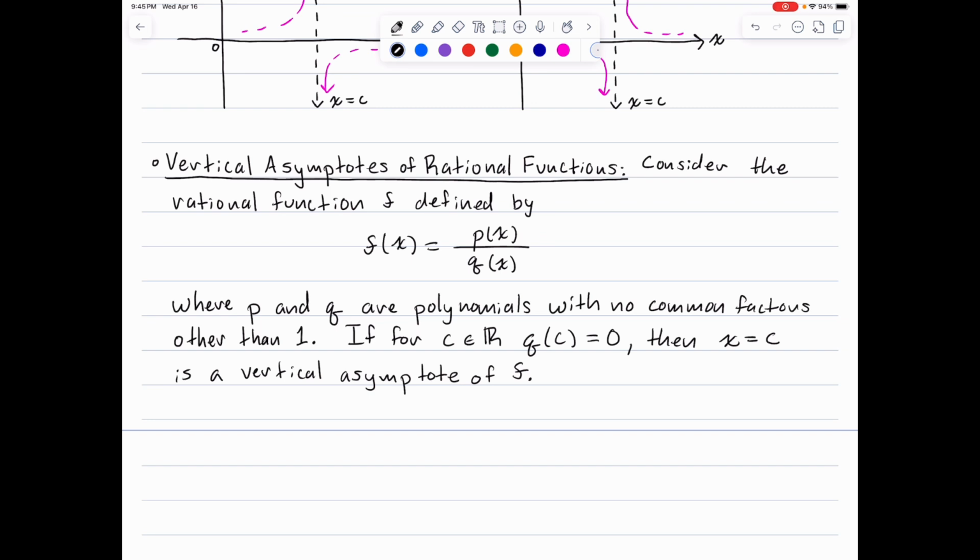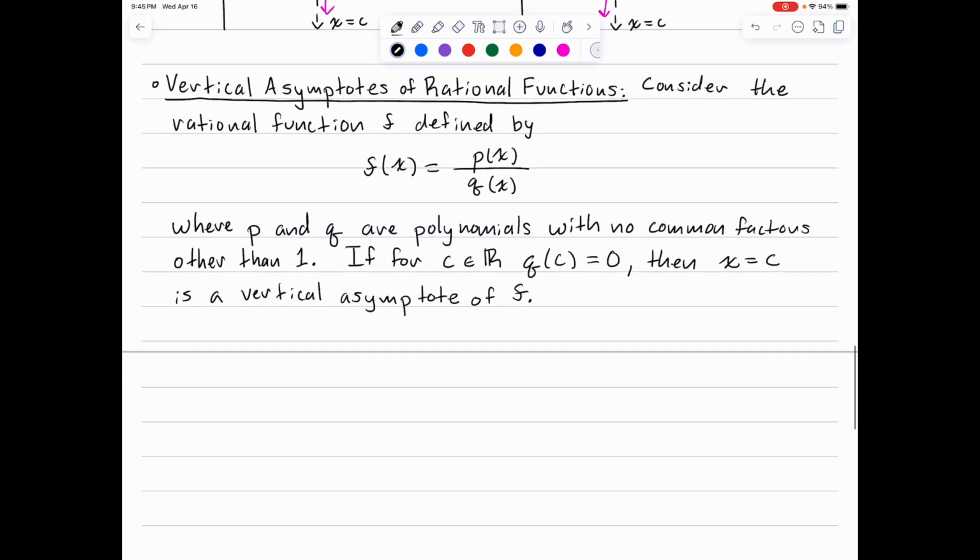So let's try it out, shall we, on an example. Example: identify the vertical asymptotes of the following rational functions.